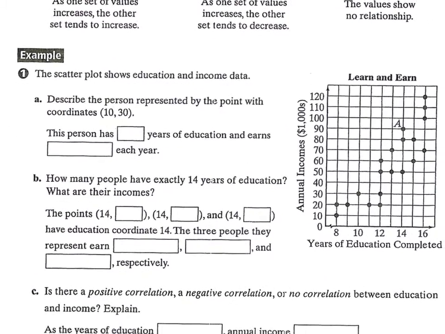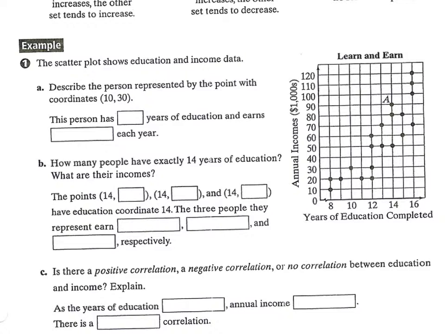So, let's read a scatter plot. The scatter plot shows education and income data. Describe the person represented by the point with coordinates 10, 30. So let's find the coordinate where x is 10 and y is 30. It's right here. So what does that represent? In order to read that, we need to read what 10 means. 10 means years of education completed. So this person had 10 years of education. The 30 is on the y-axis, so 30 represents annual income in the thousands.